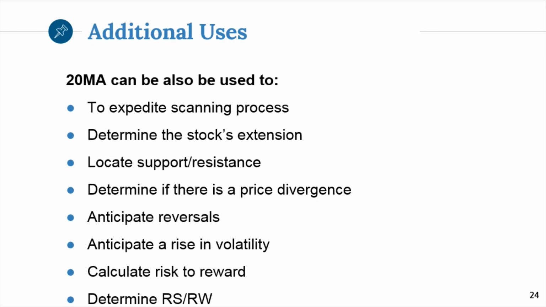Now, additional uses for the 20 MA. The 20 MA can be used to expedite the scanning process, right? If you're looking for bullish stocks, obviously you want a rising 20 MA. If it's not rising, you can just immediately move on. Or if it's a flat 20, then you know it lacks the momentum, it's trendless at the moment, so move on also. So to expedite the scanning process, determine the stock's extension.